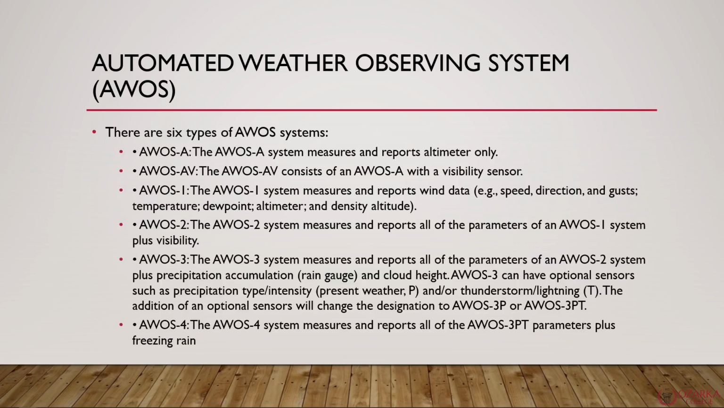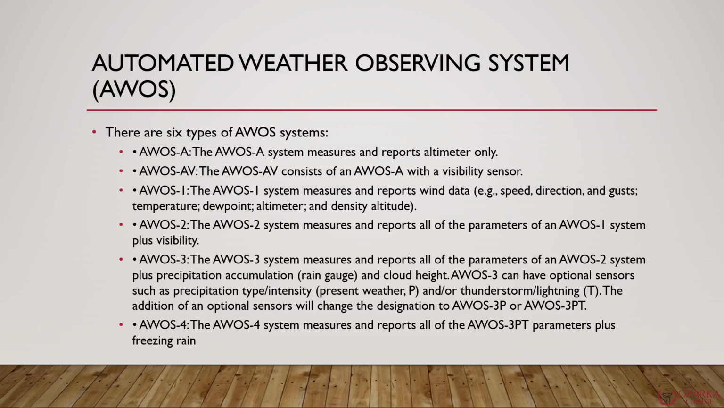Now, there are 6 types of AWOS systems. You have AWOS A. The AWOS A system measures and reports altimeter only. AWOS AV consists of AWOS A with a visibility sensor. AWOS 1 measures and reports wind data, speed, direction, and gust, temperature, dew point, altimeter, and density altitude. AWOS 2 measures and reports all the parameters of AWOS 1 plus visibility.